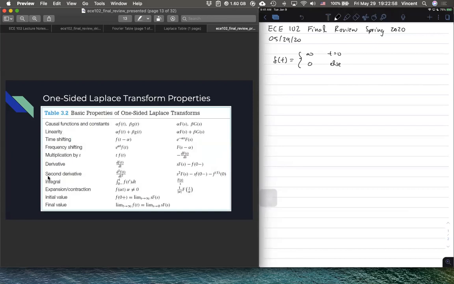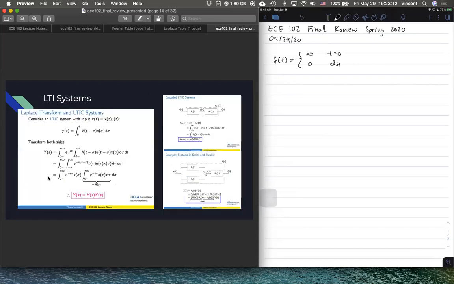And then these are the transform properties. This goes along with the previous slides, so you should also have this. Basically you should be able to answer a lot of the questions just by using these properties and these pairs. And we'll have some examples of that later.